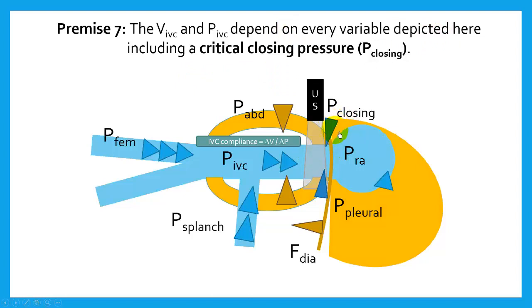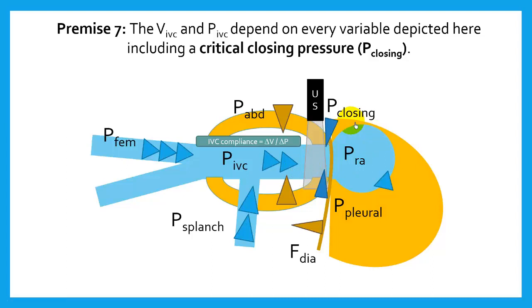Now, the closing pressure is the point at which the vein will simply collapse on itself under its own weight. The vein is a collapsible structure. All veins are collapsible structures. They have a little bit of elasticity to them, as we all know. But once the pressure drops in them, they collapse, right?